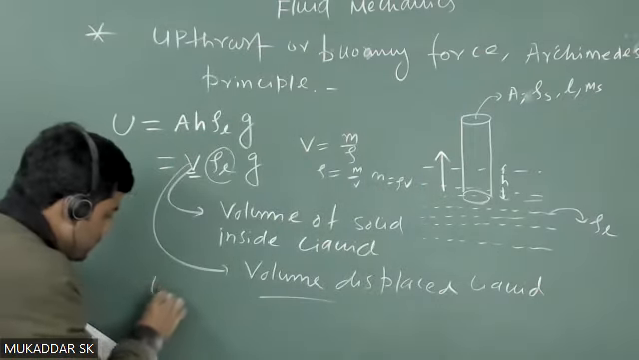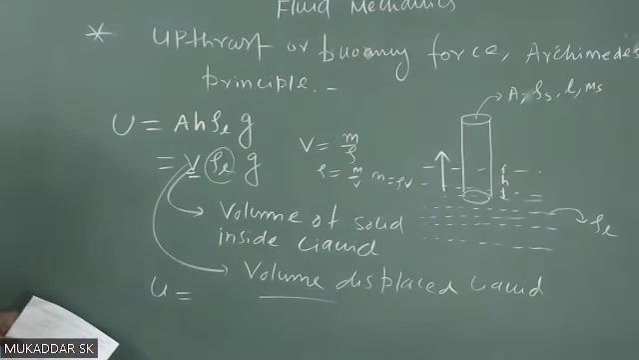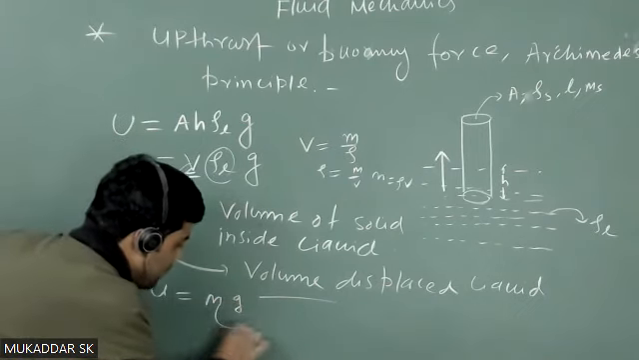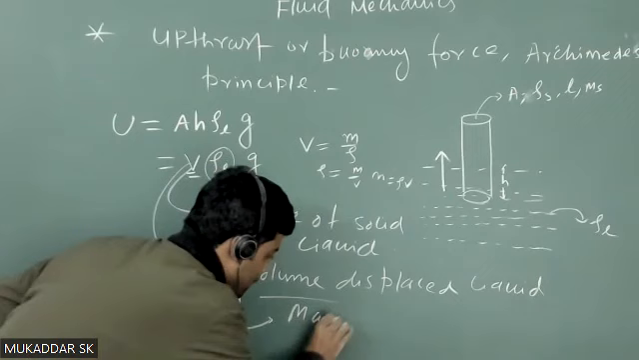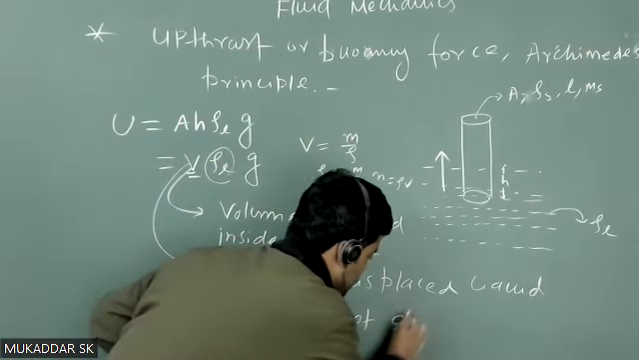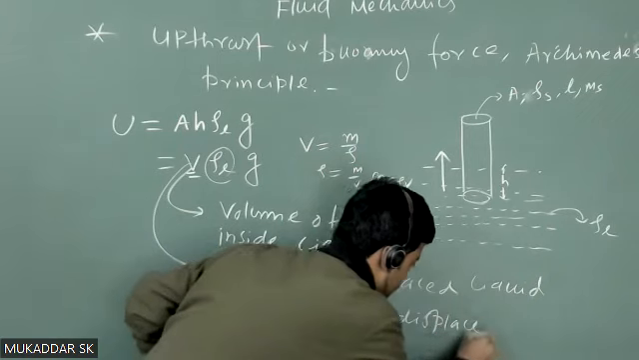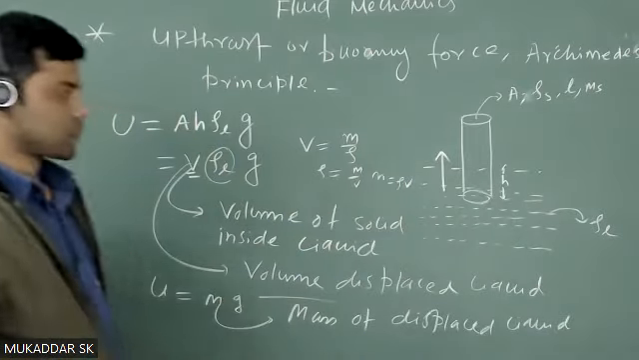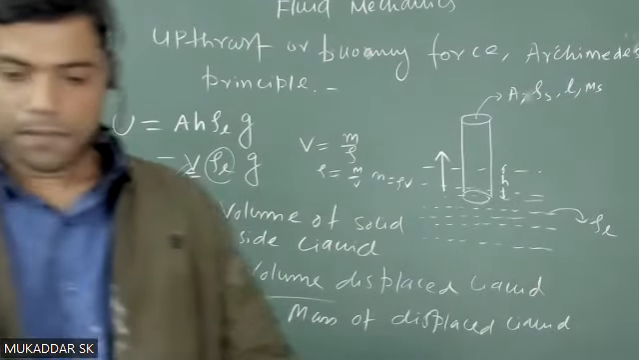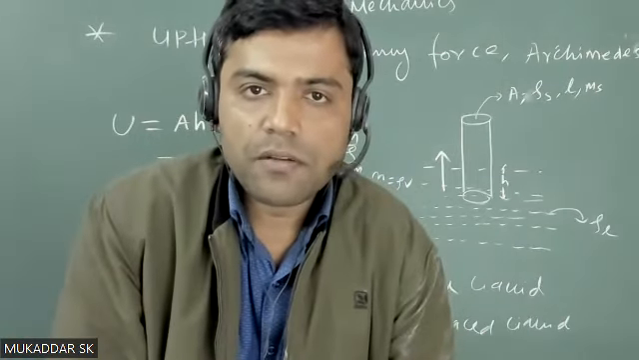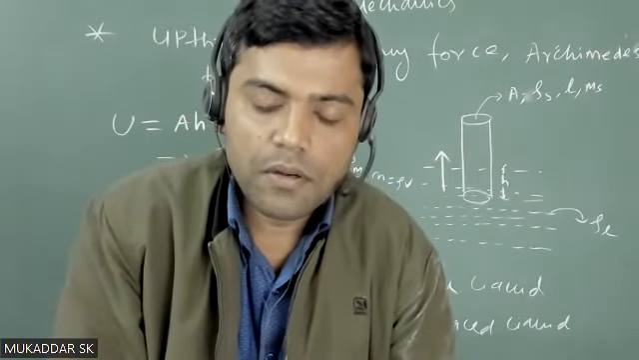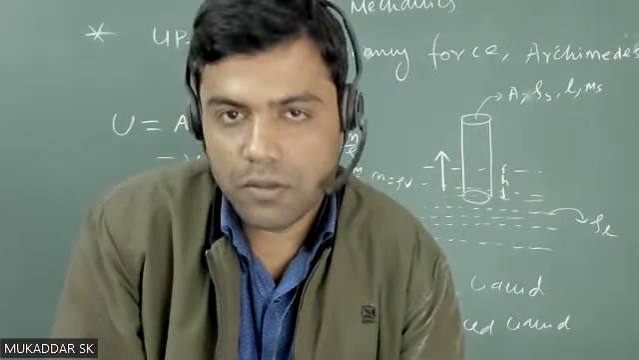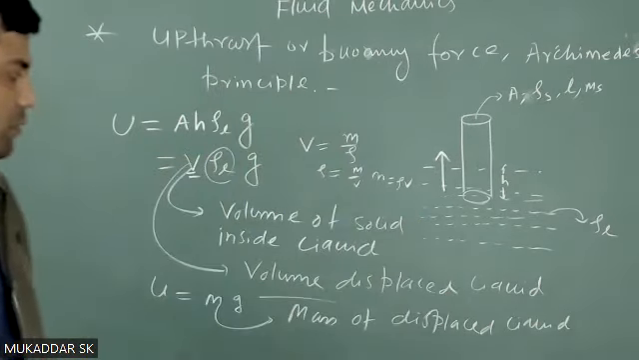So what I can say is that upthrust force will be mass M into G, where M is what? Mass of displaced liquid. So when the solid is submerged, the volume that is V inside the liquid, it will displace the volume of liquid, that will be V. And V into density will be the mass of displaced liquid. So M into G, M is the mass of displaced liquid.